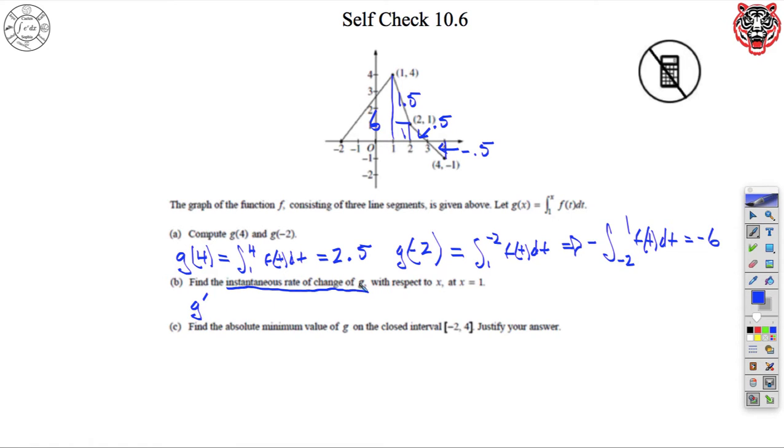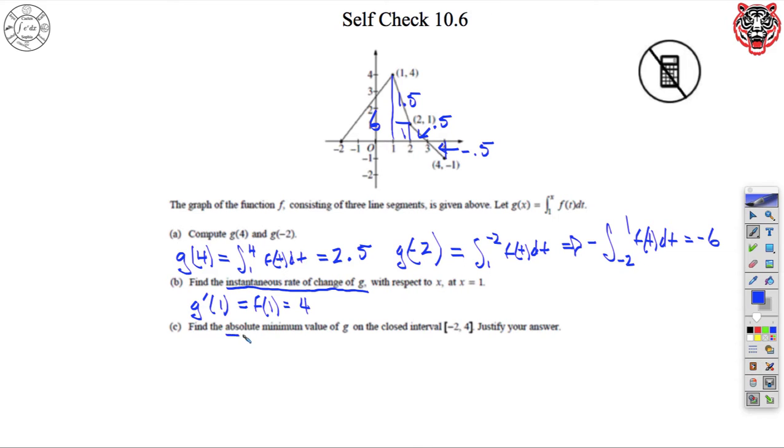Instantaneous rate of g prime at x equals 1 means g prime of 1. That means we're looking for g prime. G prime is the same thing as f of x, so this is really just f of 1. What is the height at 1? The height at 1 is 4.